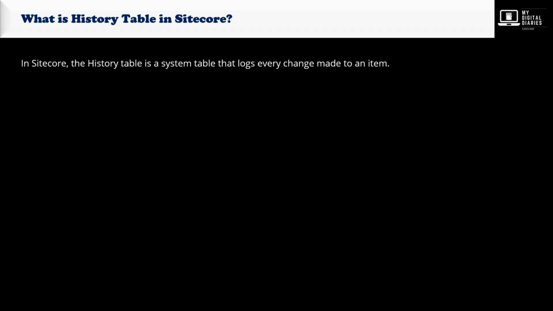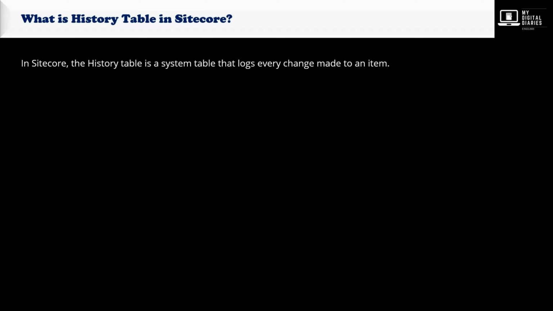Let us begin with an important question. What is the history table in Sitecore? The history table is a system table inside the Sitecore database, and its main role is to log everything that happens to an item. Think of it as a Sitecore black box recorder. Every single action is tracked so nothing goes unnoticed.